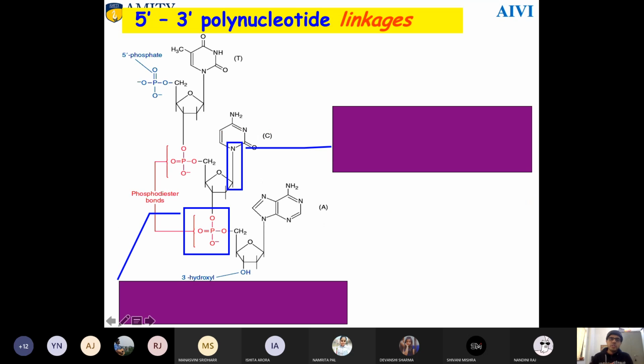Then coming to how these nitrogenous bases are linked: these nucleotides are the units of your DNA, and they are joined with their 5' and 3' ends.